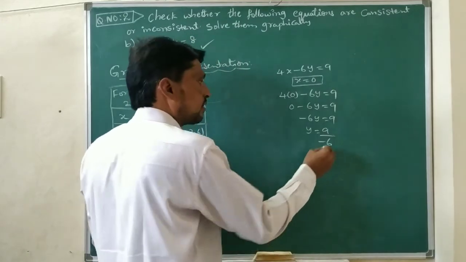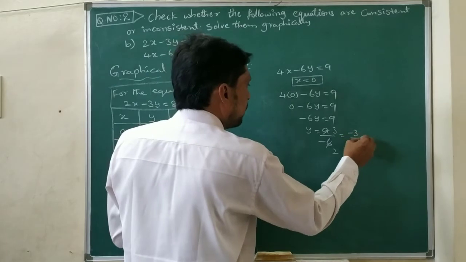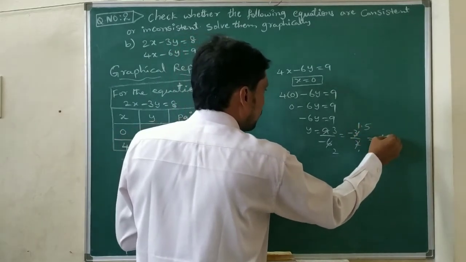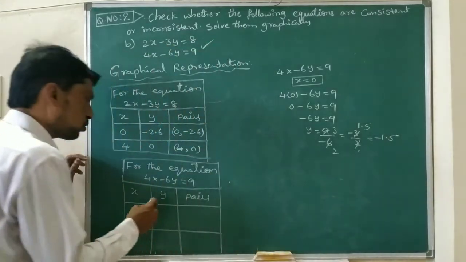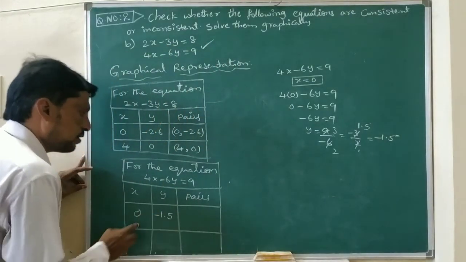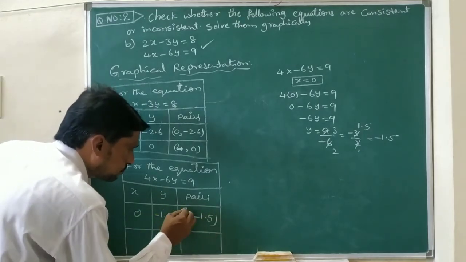3 table 2 you can cancel. 3 twos are 6, 3 threes are 9, that equals minus 3 by 2. Minus 3 by 2 means 2 ones are 2, 2 one-point-fives are 3, that equals minus 1.5. So here x value 0 means the y value we got is minus 1.5. That pair is 0 comma minus 1.5.